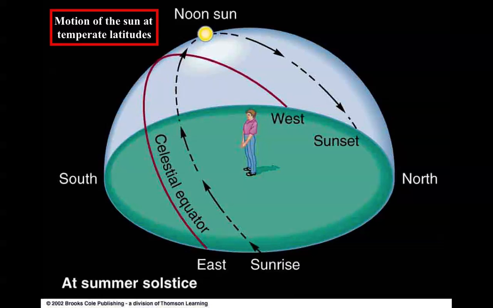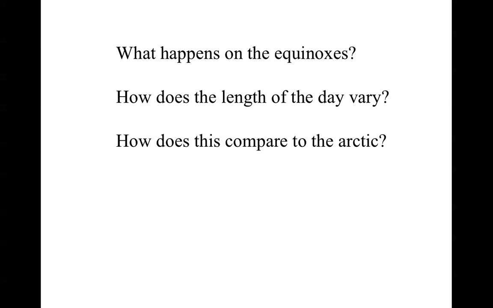In the summer, the sun rises north of east and sets north of west and rises to a point higher in the sky than the celestial equator, or north of the celestial equator. What happens on the equinoxes?